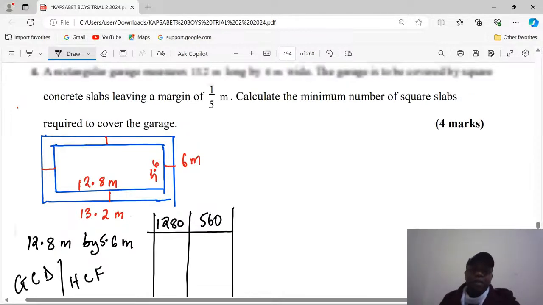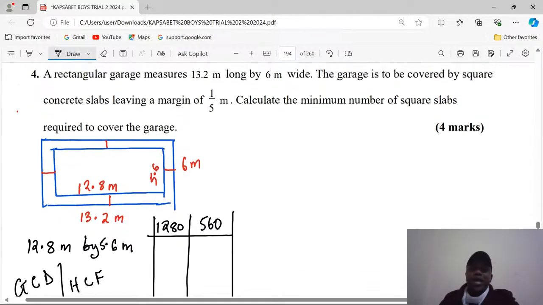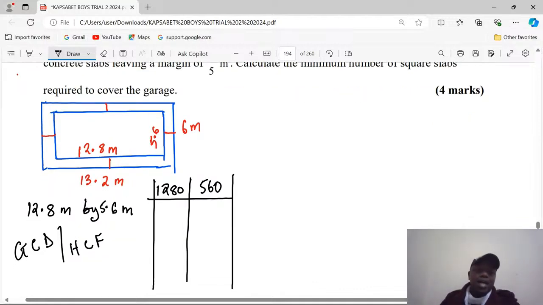We are moving from the dimensions of a room to dimensions of a square slab, which means we should get a smaller factor. If we were moving from rectangular tiles to the dimensions of a square room, then we would have gotten the LCM, because we would be looking for a value greater than the provided dimensions. So now that we are moving from the measurements of our garage into a square tile's dimensions, we should get just a factor and not a multiple, and that becomes the GCD.